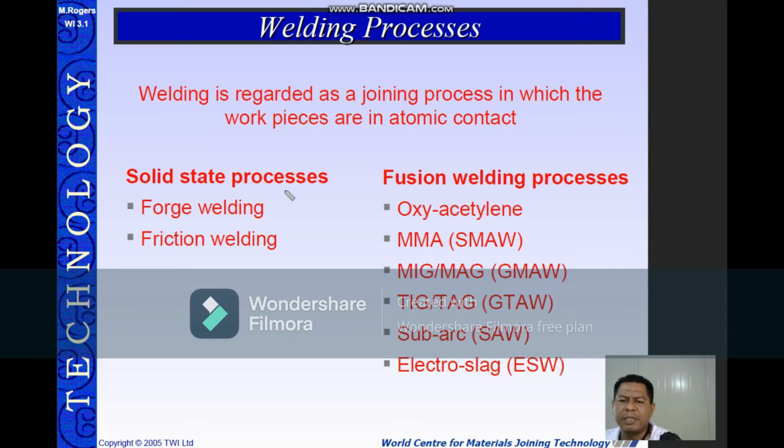One is the solid state process. Number 2 is the fusion welding process. The solid state processes are forging and friction. The fusion welding processes are oxyacetylene, which is a very old process, MMA or SMAW, MIG or GMAW, TIG or GTAW, or maybe we can also call it argon, and submerged arc or SAW.